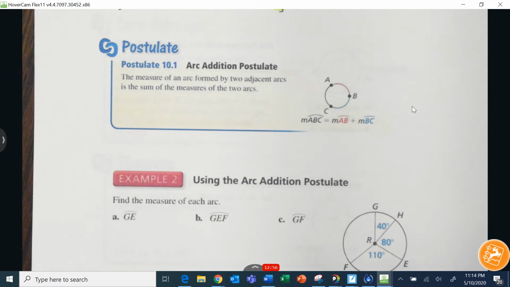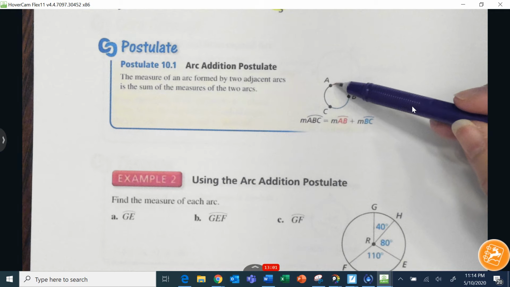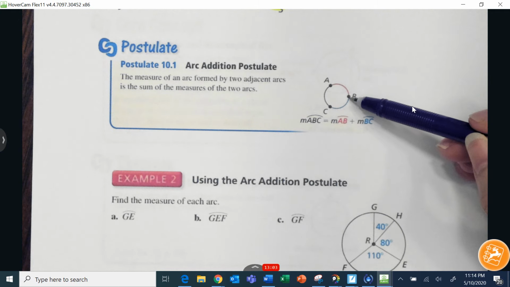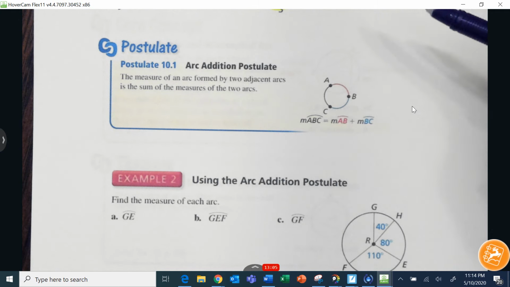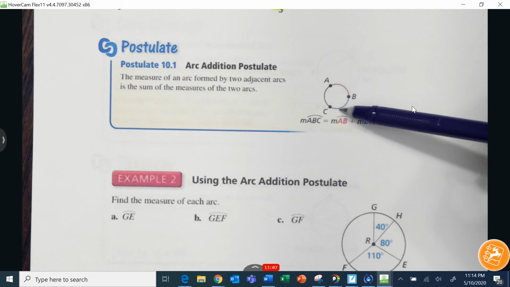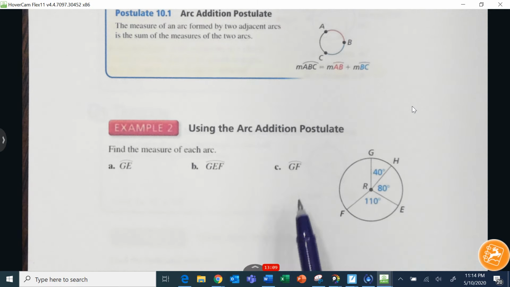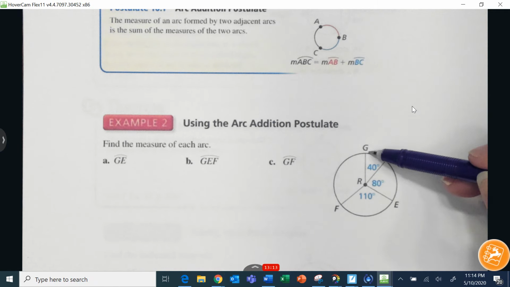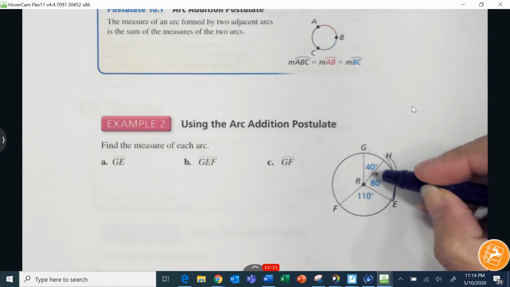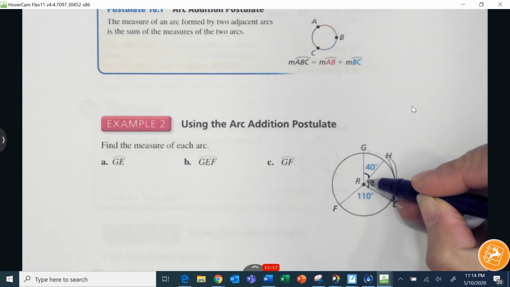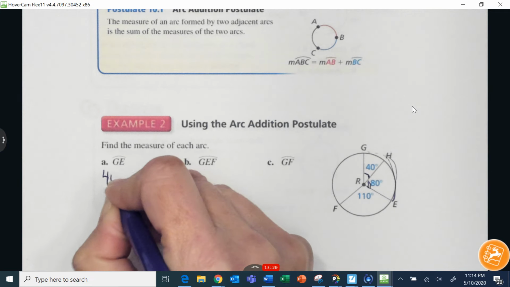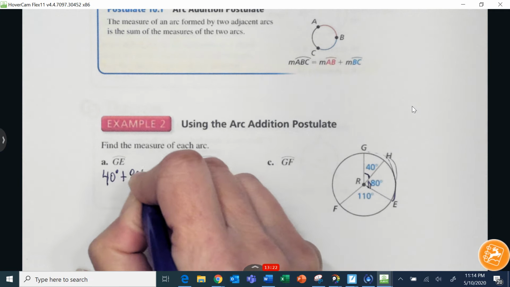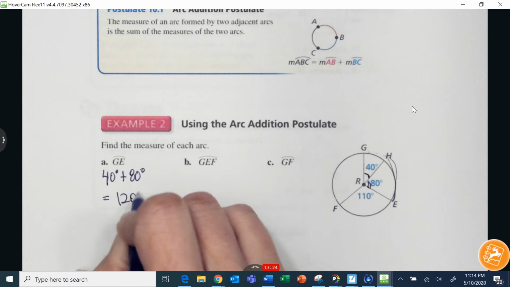Arc addition postulate is just like all of our addition postulates we've had in the past. If I take the arc AB and I add together the arc BC, then it's going to give me the measurement from A through B to C. So using the arc addition postulate, we need to find GE. So from G to E, looks like I'm adding 40 and 80 together. So 120 degrees.